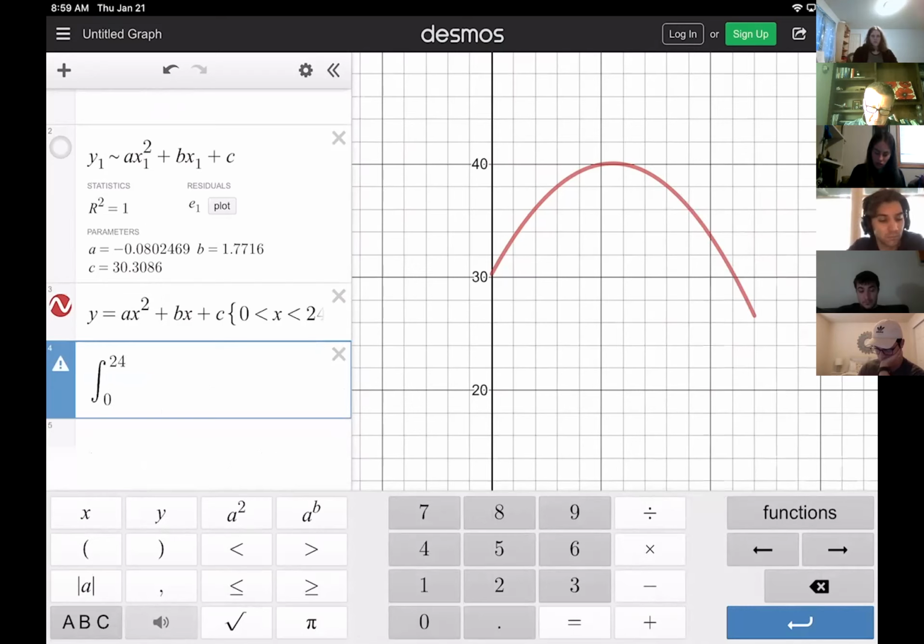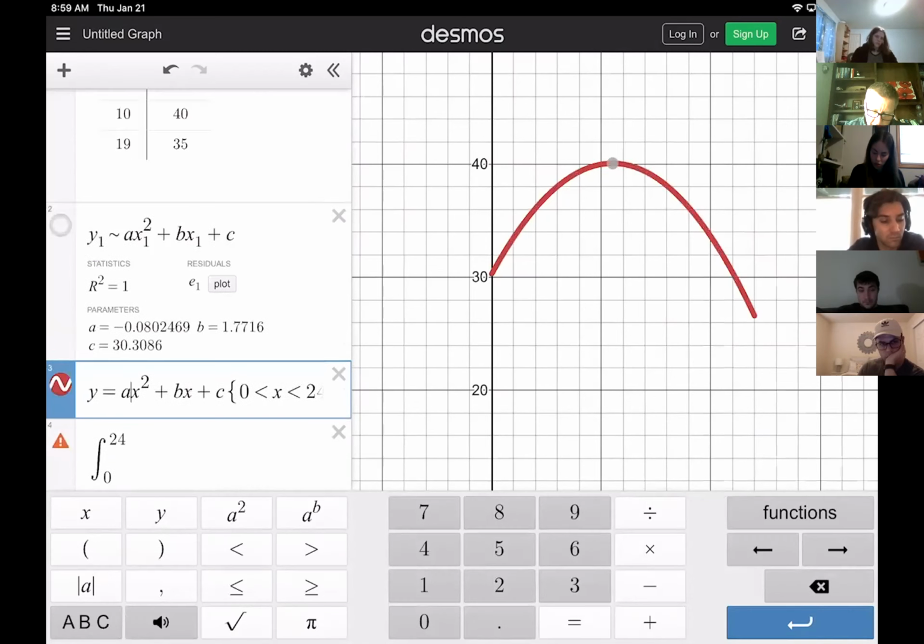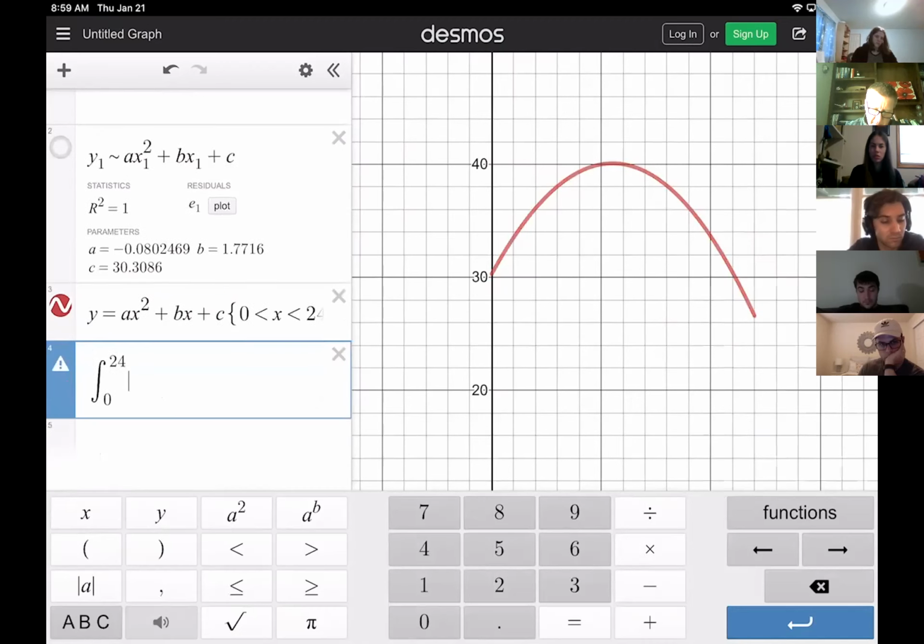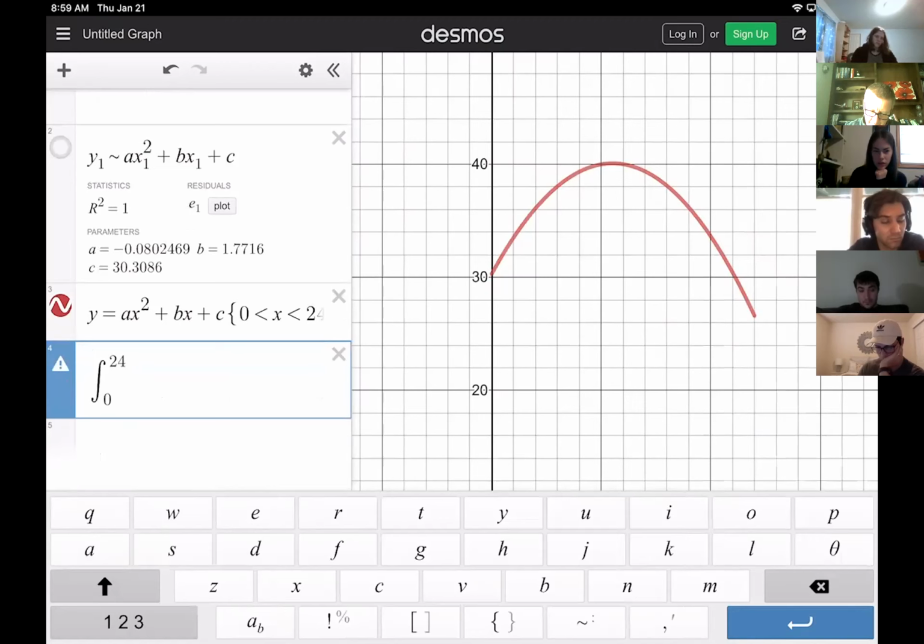If I was doing this on my computer, I would be dragging the mouse over the top of ax squared plus bx plus c, which I don't think I can do here. I don't think I can do this with a pen, so I think I get to type it again.